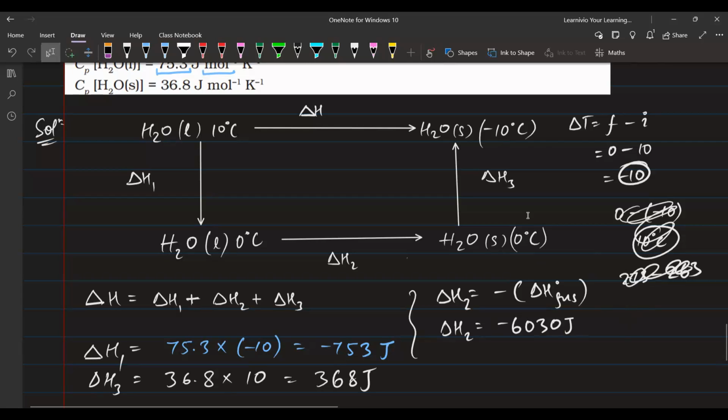Wait a second, just wait. Final minus initial. I was reversing final minus initial. Final minus initial: final is minus 10, initial is 0. So the delta T in this case will also be minus 10. In this case also it will be minus 10. Please keep the minus here too. It will be minus 368. So now add both of them, you will get the answer.